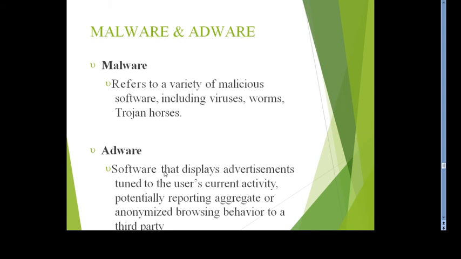Then malware and adware. Malware refers to a variety of malicious software including viruses, worms and Trojan horses. Then what do we mean by adware? Adware is software that displays advertisements tuned to the user's current activity, potentially reporting aggregate or anonymized browsing behavior to third parties.